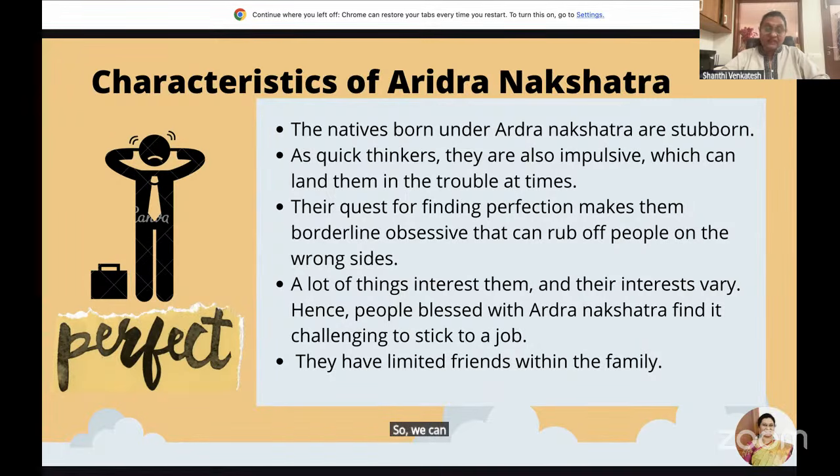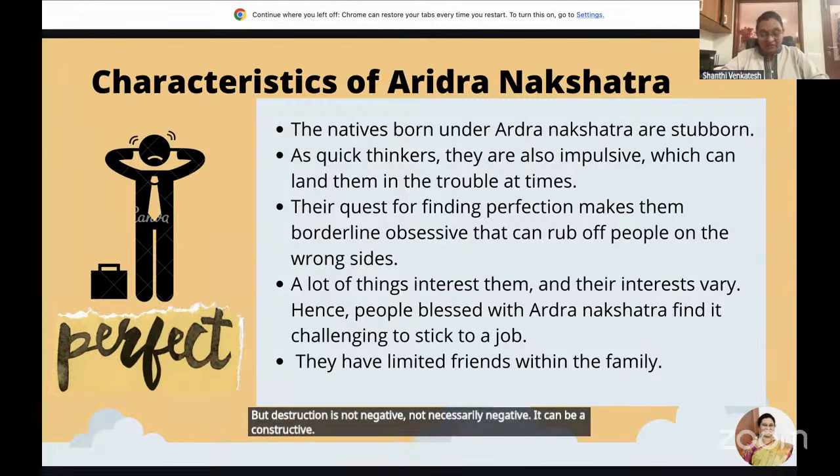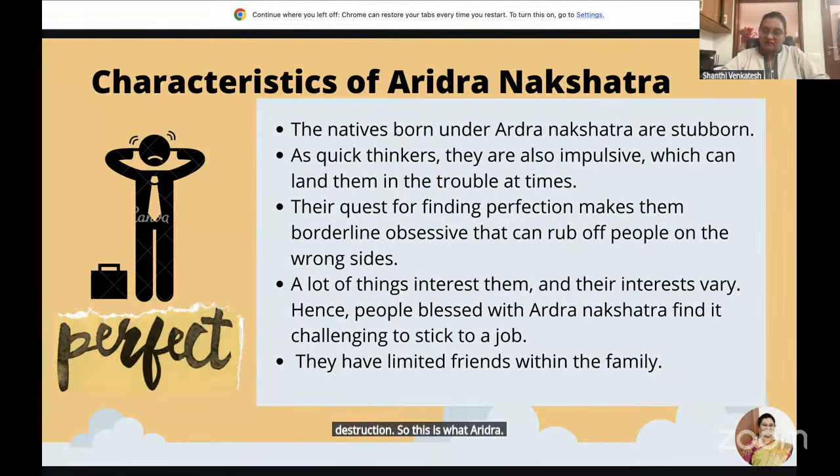So we can say, just like how Rudra brings destruction, but destruction is not necessarily negative. It can be a constructive destruction. So this is what Aridra represents. But these are the positive characters.